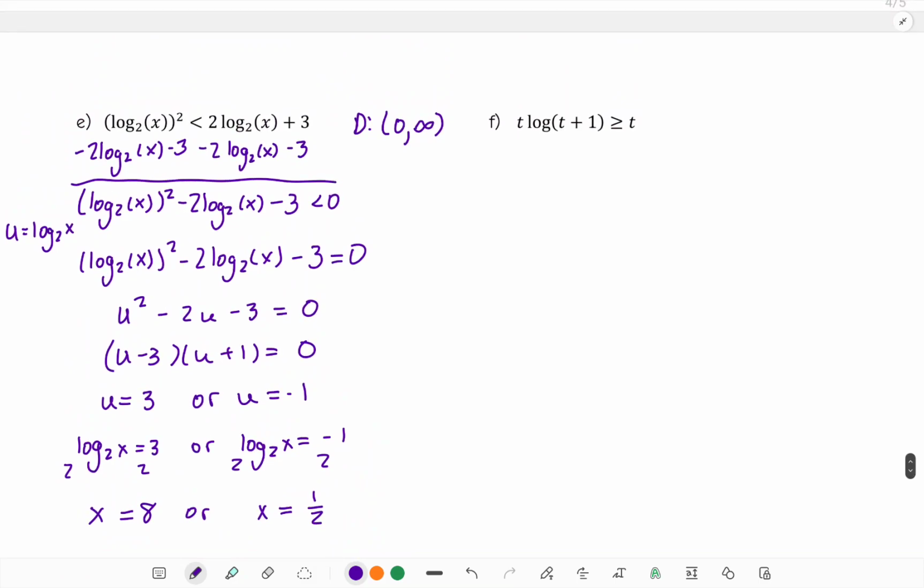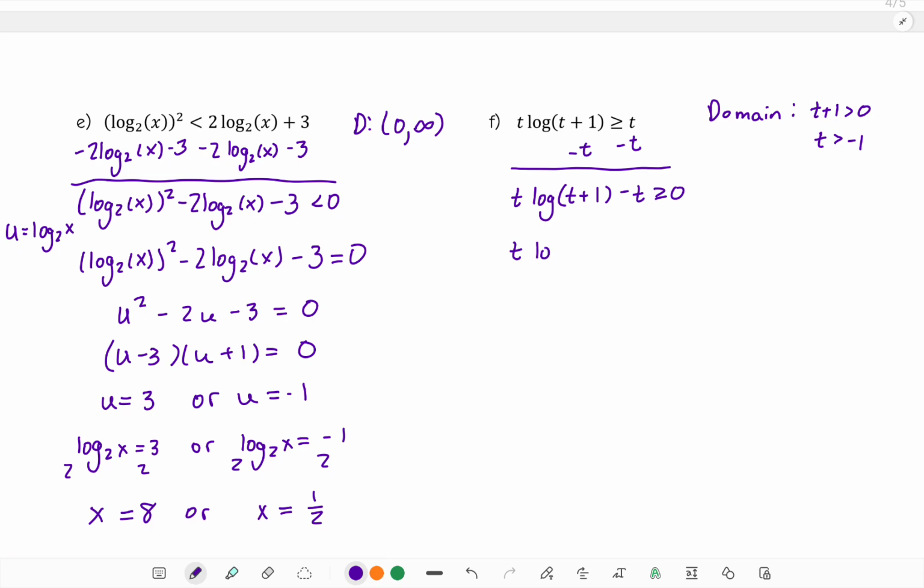And finally, for part F, again, I'm going to subtract the t from both sides so that we get 0. t log of t plus 1 minus t greater than or equal to 0. The domain this time is not 0 to infinity because of the plus 1 in the parentheses of the log. Instead, it's t plus 1 is greater than 0, so t is greater than negative 1.